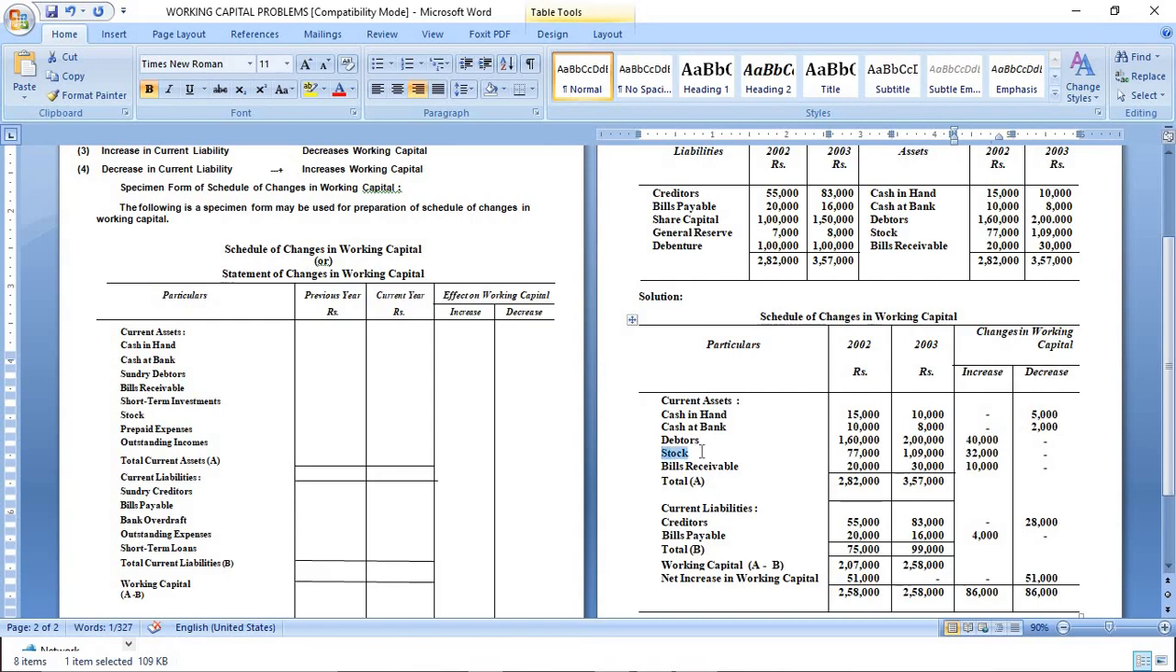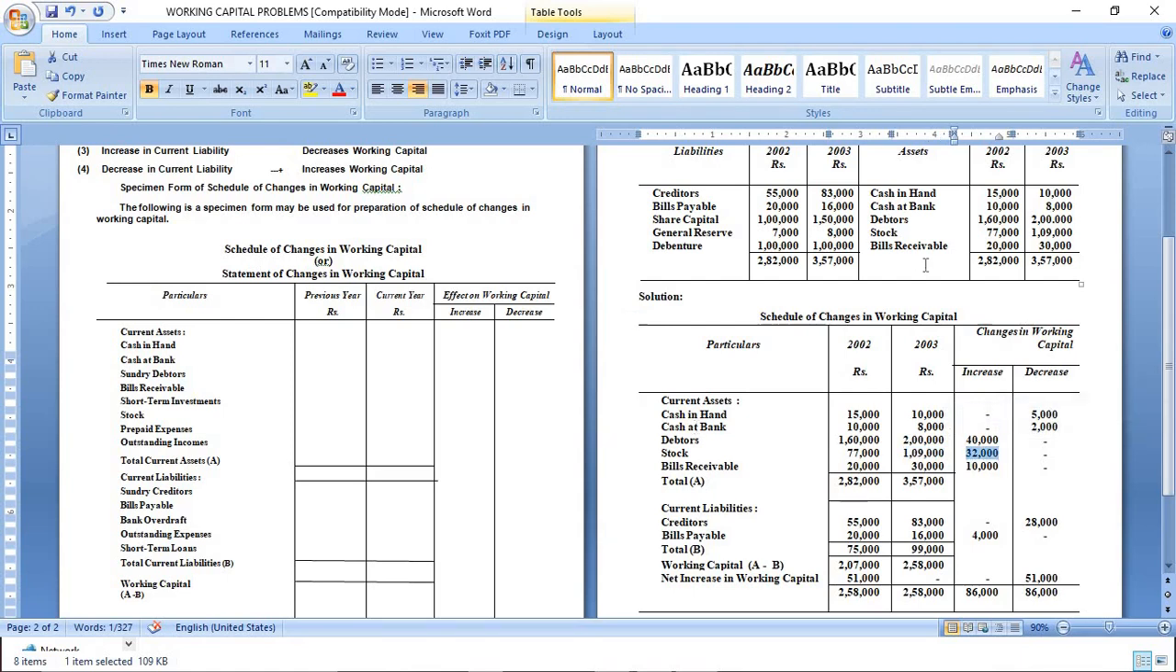Moving further, stock is mentioned here as 77,000 and 1,09,000. So in 2002 it is 77,000 and in 2003 we have 1,09,000. What is the difference in that? Is it increasing or decreasing? In 2002 it is 77,000, but in 2003 it is 1 lakh. So it is increasing. That's why the difference is 32,000.